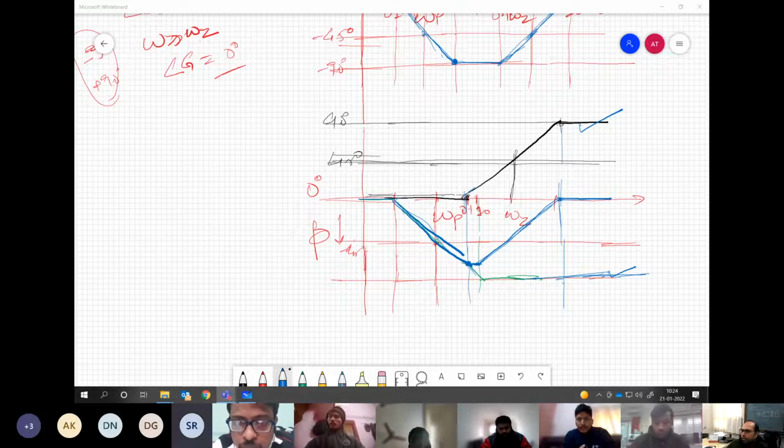Fine? Yes, sir. The slope of both graphs will always remain the same. Yeah, because both are the same, right? First order.